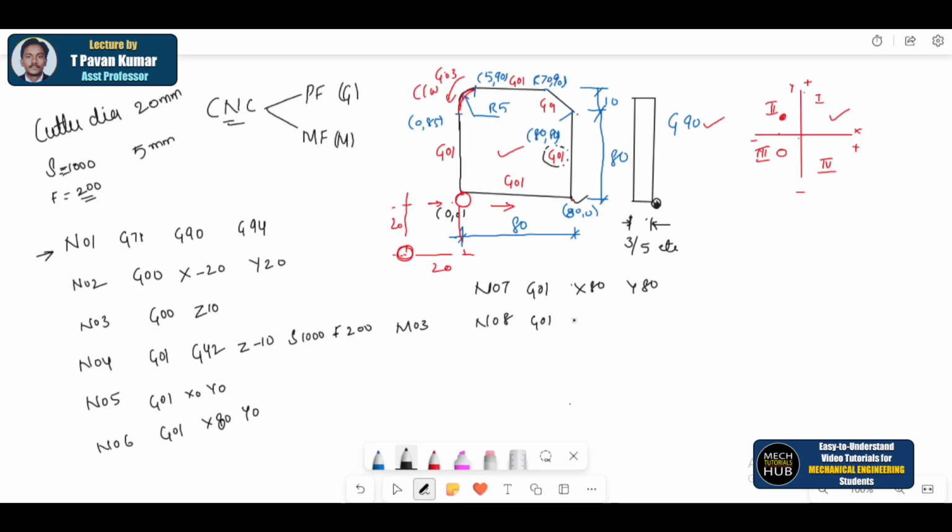01, X80, no, not 80. Let me go back, because it has to travel from here to this point. What is this point? 70, 90. X70, Y90. Obviously it will go to that point.